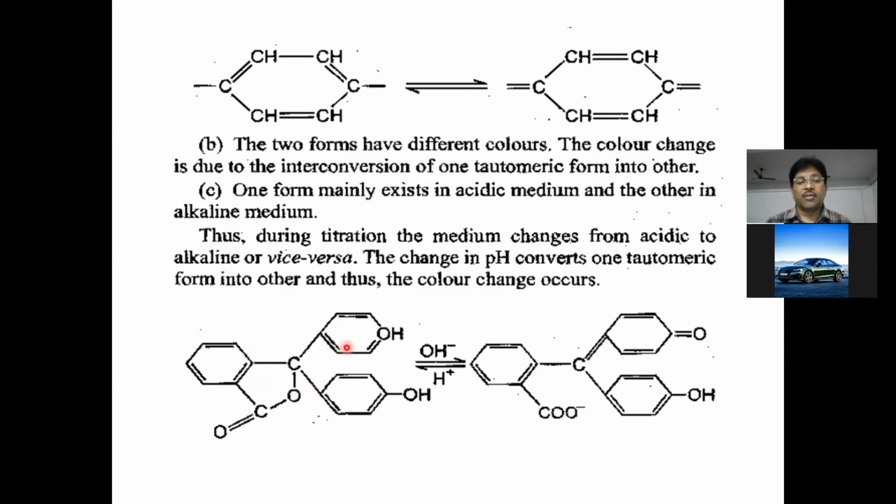Now this is a benzenoid form. Here alternate double bonds, see, double bonds. Okay, so it is the benzenoid form. Now in this case, what is here? Quinonoid form, C double bond. Yes, C double bond. So the C double bond form is quinonoid. So benzenoid and quinonoid.